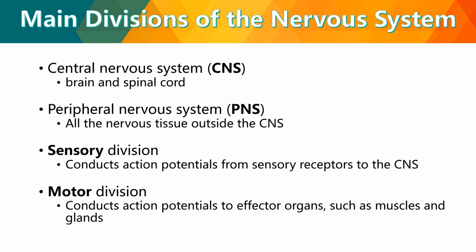Apart from having the main systems under the nervous system, we also have different divisions. The first division would be your sensory division. It conducts action potentials from sensory receptors to your central nervous system. The second one would be your motor division. It conducts action potentials to effector organs such as muscles and your glands.